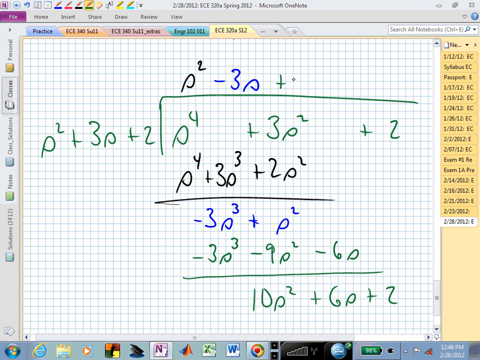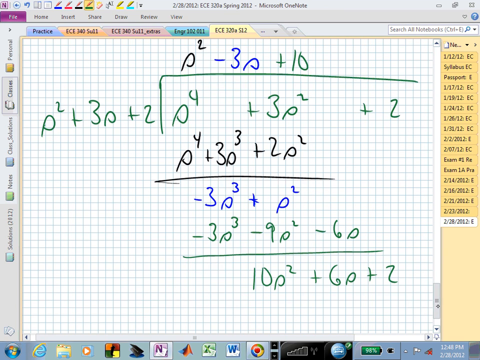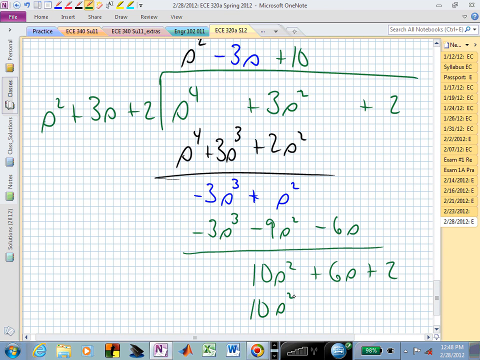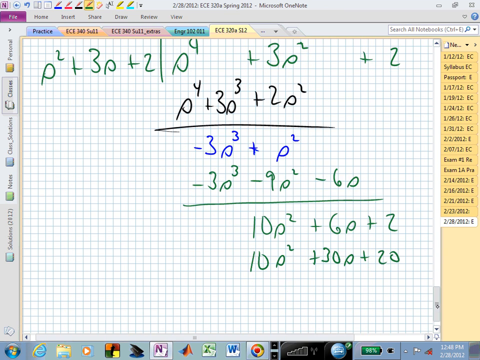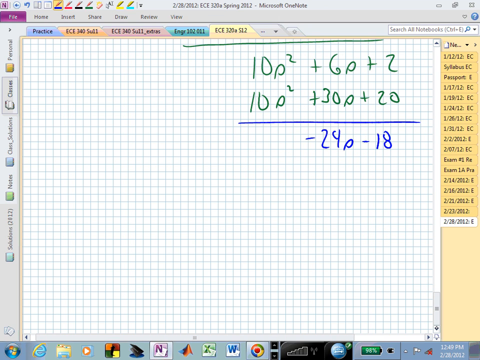And I can finish it up by seeing that a 10 times s squared will give me the leading term in that remainder polynomial. And now I have to simply multiply everything by 10. And my remainder now is minus 24s minus 18. And that's the remainder I can work with to perform my inverse Laplace transform.